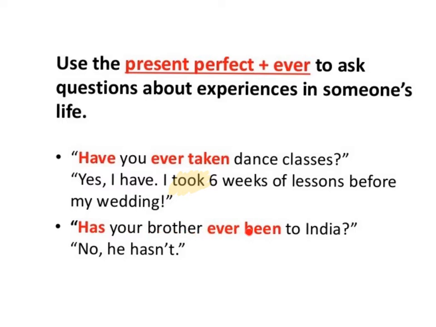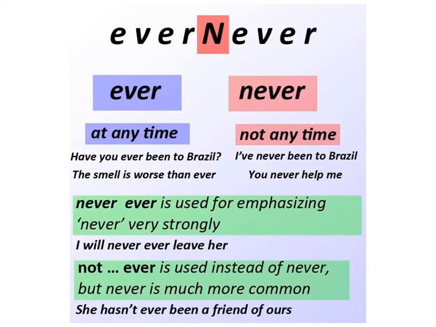Has your brother ever been to India? No, he hasn't. Okay? Now, let's pay attention to this. Ever means at any time and never not any time. For example, have you ever been to Brazil? Answer: I've. Remember, I've is a contraction of I have. I've never been to Brazil. The smell is worse than ever. You never helped me.